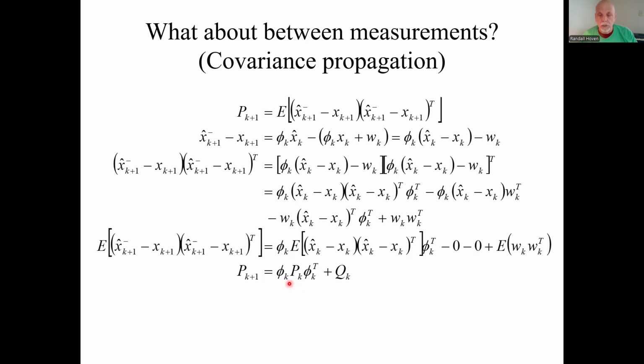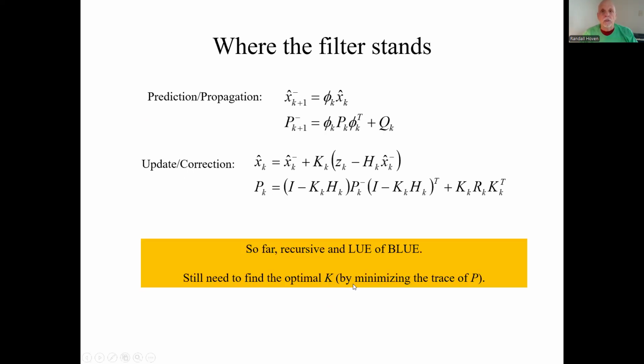And we know all this stuff. So where does this filter stand? We have our propagation equations, which take us from time step k to time step k plus 1. But these are after processing the measurement at time step k, and these are prior to processing the measurement at time k plus 1. That's what the superscript means.